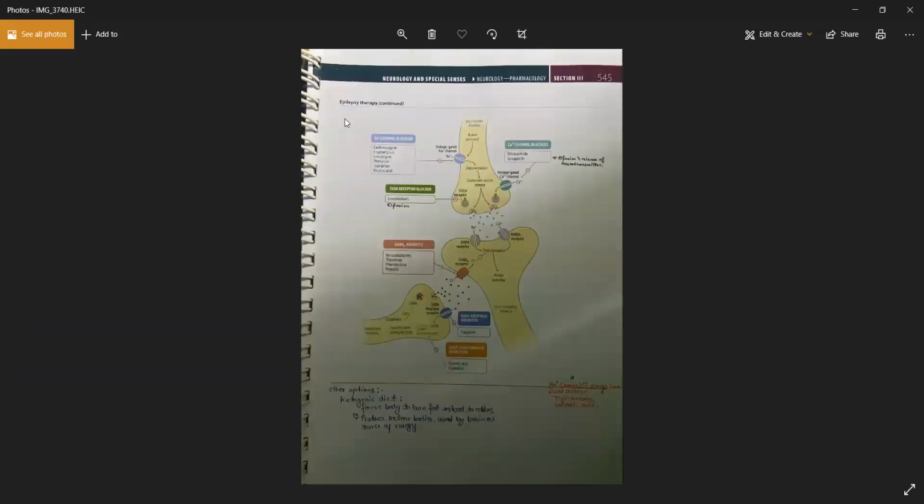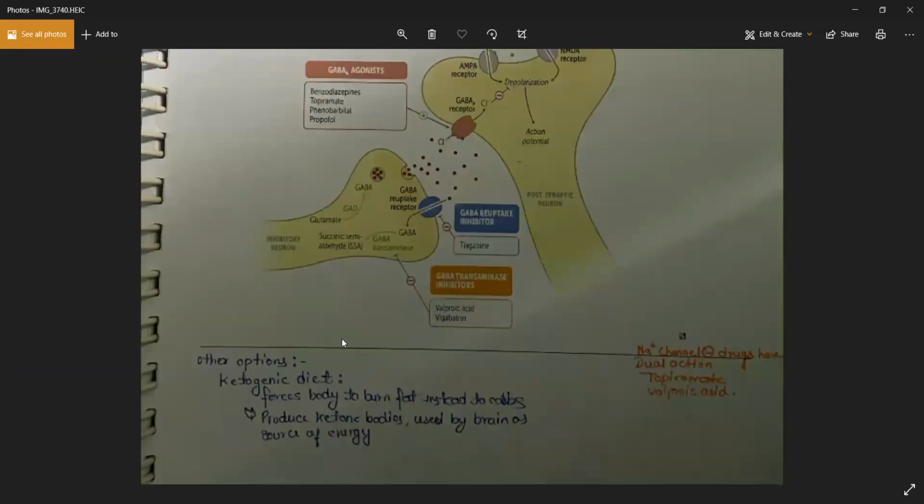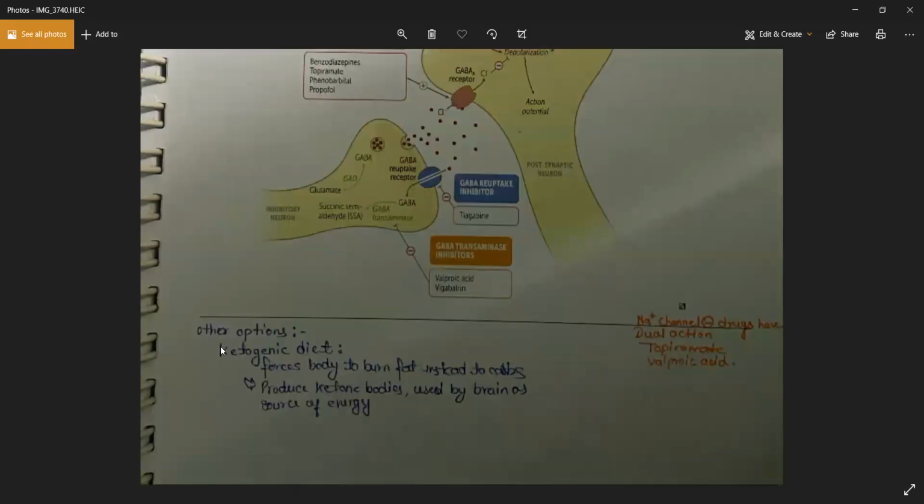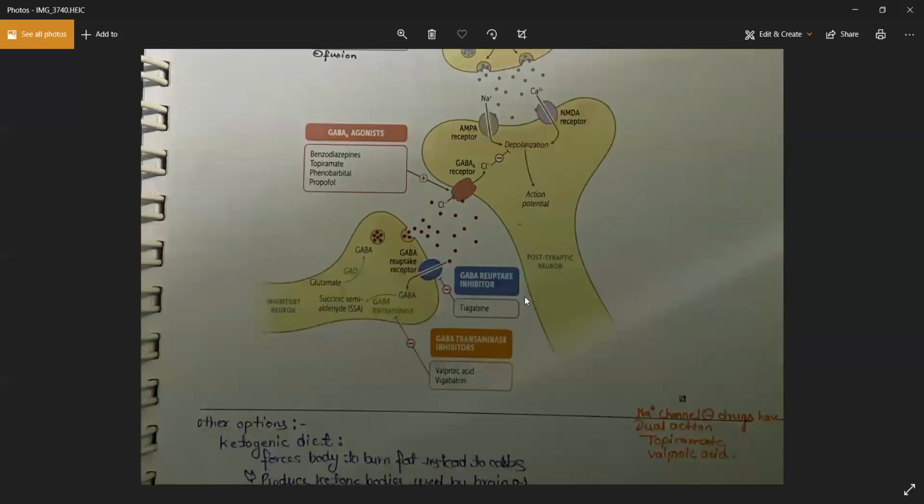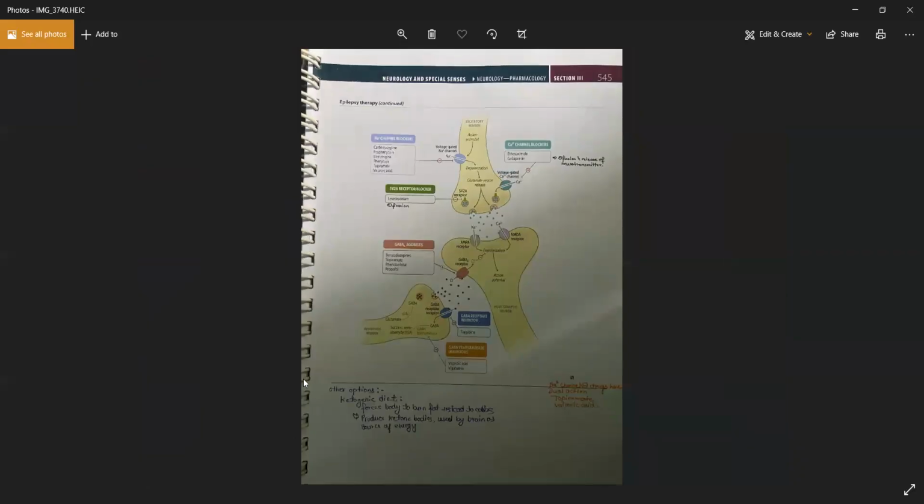Other than the drugs, another option to prevent epilepsy is the ketogenic diet. That will make your body burn fats instead of carbs. As a result, your brain will use the keto acids, the ketone bodies, as the source of energy, not the carbohydrates, not the glucose, and it is shown in research that it can inhibit seizures also. So another treatment other than these drugs is the ketogenic diet.